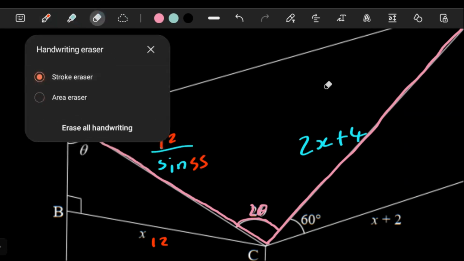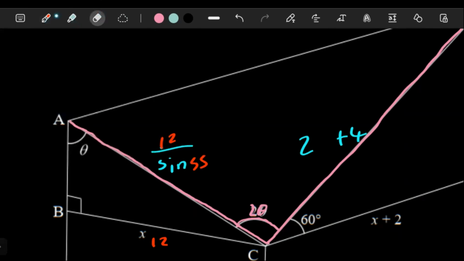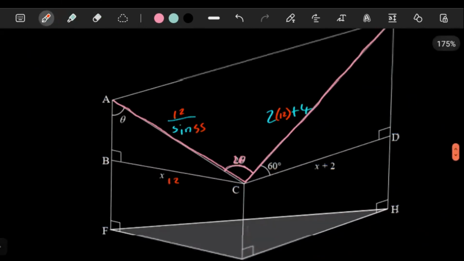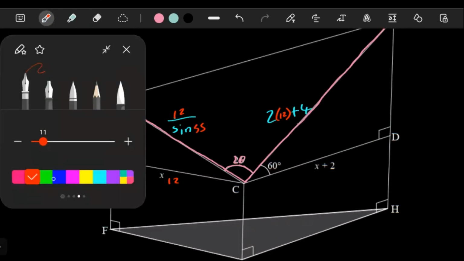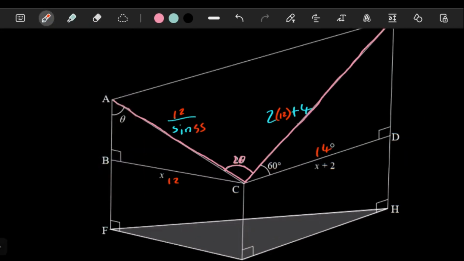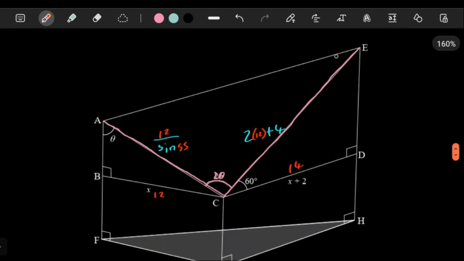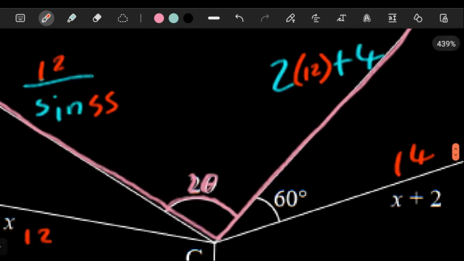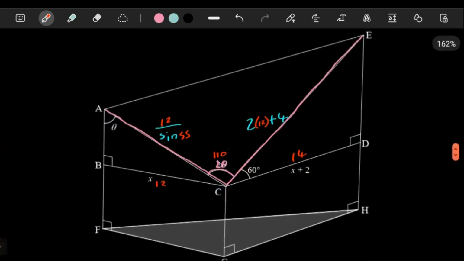And let's see here, this is 12. So let's do this 12. And then 12 plus 2. That's a 14. There you go. So if they're going to ask us to work out AE, fortunately we can use the cosine rule. The reason we can use the cosine rule is because you will need the angle in the middle and these two sides here to work out the opposite side over there.